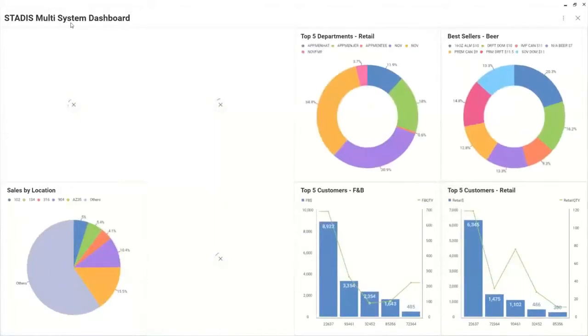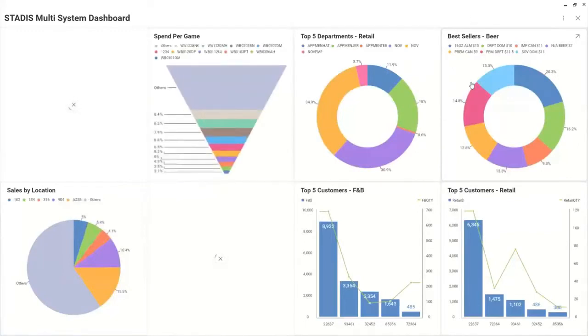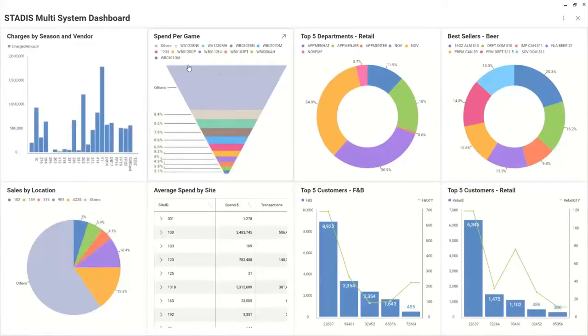So this is my STADIS multi-system dashboard. This is actually pulling from very large sets of data, but you can see it is loading very quickly considering the millions of records that are sitting behind this. So in this multi-system dashboard, I'll just give a few specific examples.